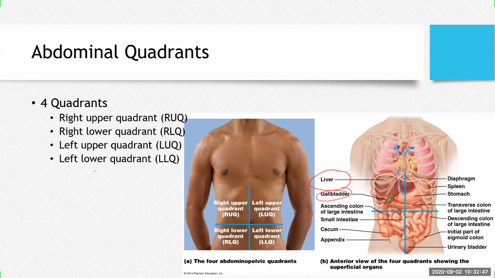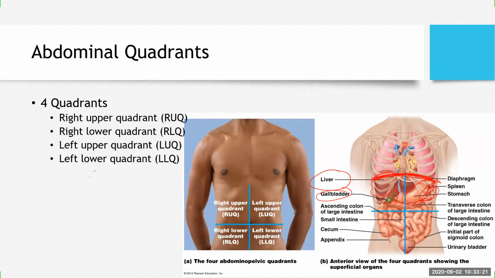How about the left upper quadrant? What can you find there? For that one, you'll be able to find the spleen over here. The majority of the stomach will be in the left upper quadrant. Be careful with the diaphragm. The diaphragm actually covers both quadrants. Although it's labeled on this left side, it is on both sides. So don't put just diaphragm, although it's found there as well, it's also found on the right-hand side.